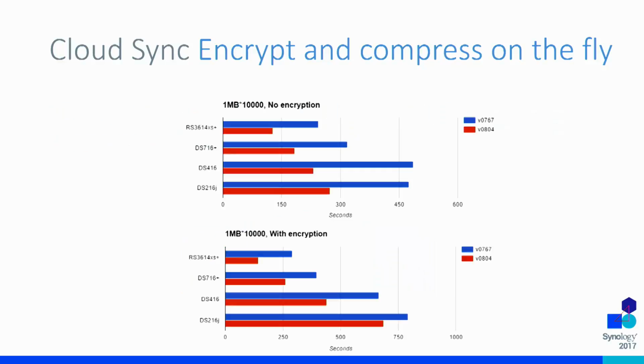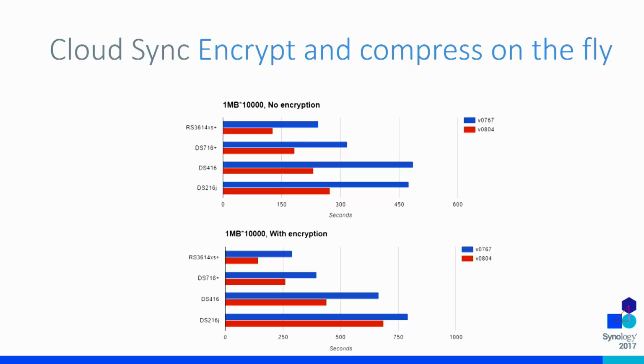So let's talk some numbers here. What you see in the blue is the previous version of Cloud Sync, and in red is the new version. At top, we have a use case where there isn't any encryption enabled, and we're syncing 10,000 files. On the left are some Synology NAS units, and then the bottom axis is the amount of time that it takes to sync the data. As you can see, without encryption, you see performance increase across the board. That means it's taking less time, so the bars are shorter in the new version of Cloud Sync. When you turn on encryption, the amount of benefit you're going to see is dependent on the Synology NAS product.